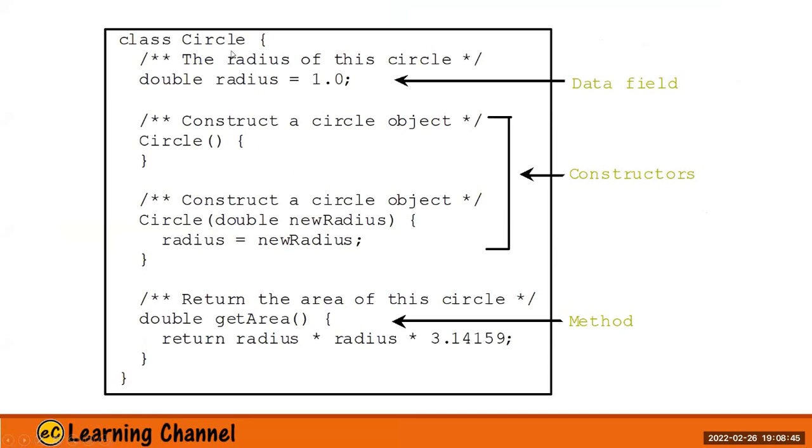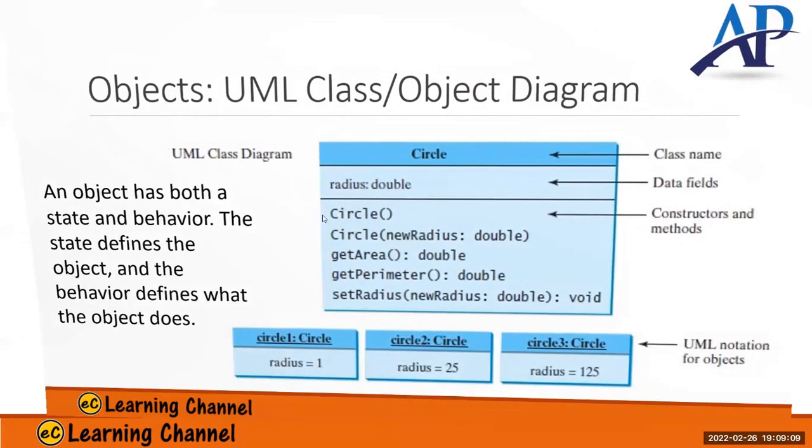You have a class name and a no argument constructor or one argument constructor. If you do not write anything, they will give you a no argument constructor. Otherwise, if you write something, it depends on which constructor you have. You will lose your default constructor, but you can write it back. And there are methods like get area.